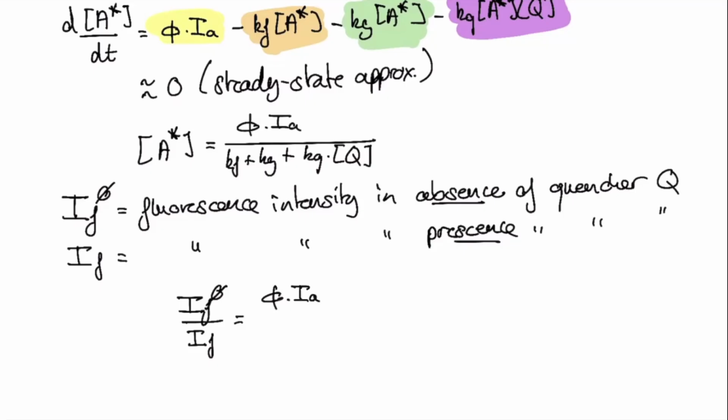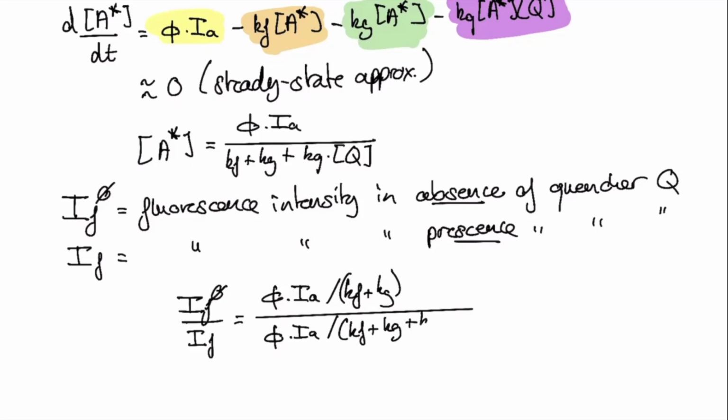Times IA over kf plus kg, over IA over kf plus kg plus kq times Q. Right, so this is the concentration of A star that we just derived, right? So that comes from here. And the same thing, if you have no quencher, then this term falls out, kq times Q. So that is the top denominator. Okay, that's a bit ugly.